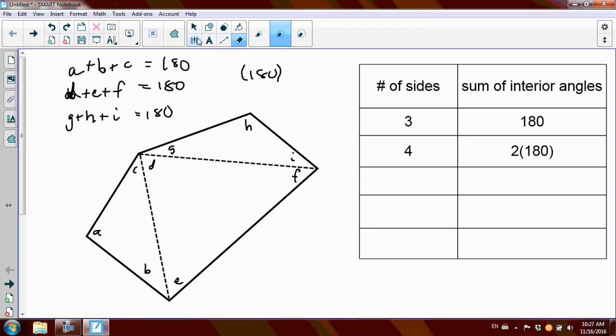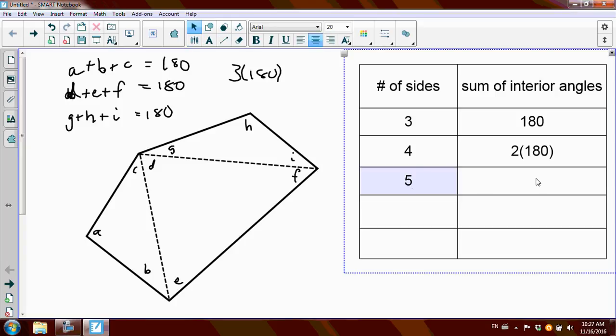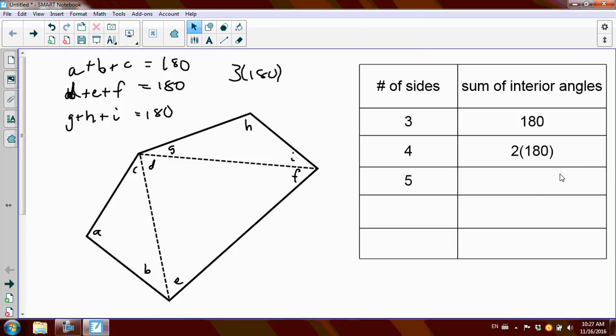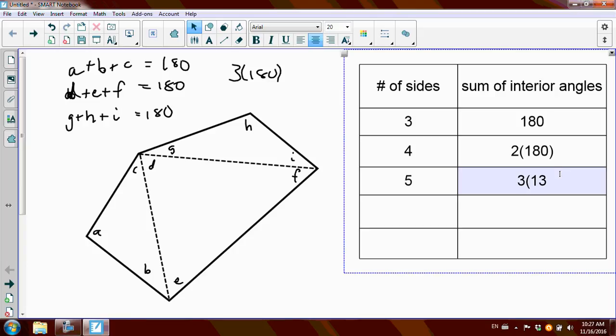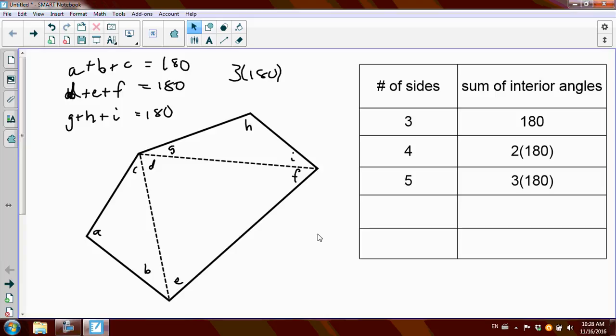So now I have 3 180s inside, because the 5 angles would be the sum of those 9 angles. The 5 interior angles of that pentagon will be the sum of the 9 interior angles of those triangles. So if there are 5 sides, if it's a pentagon, then 3 times 180 is the sum of the interior angles.